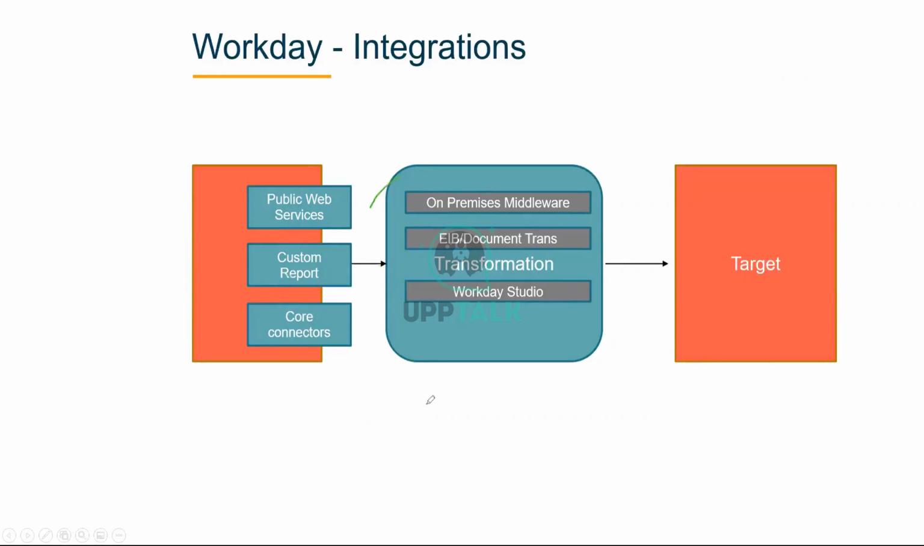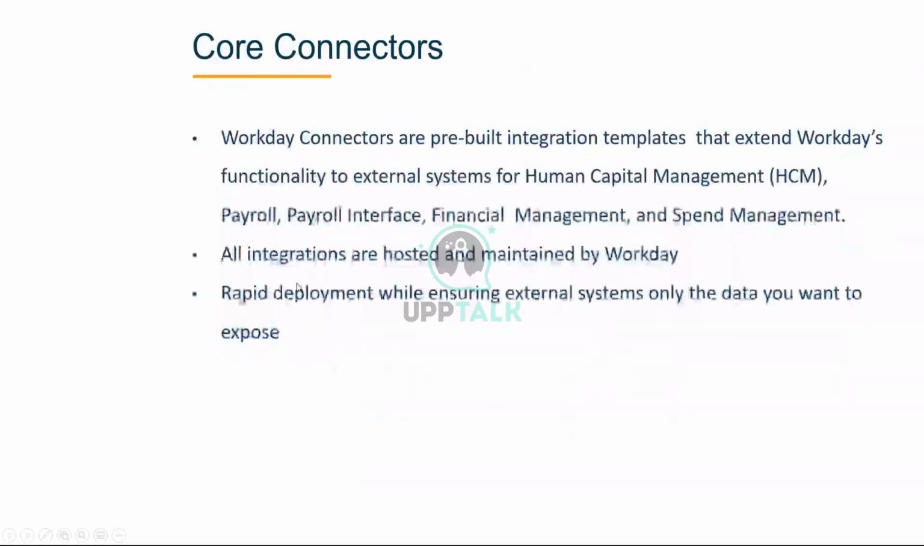And either you can use on-premise middleware, the EIB, document transformation, or Workday Studio to combine the bulk. And then the data would be sent to the target. And the target in this case would be the external systems. The core connectors.